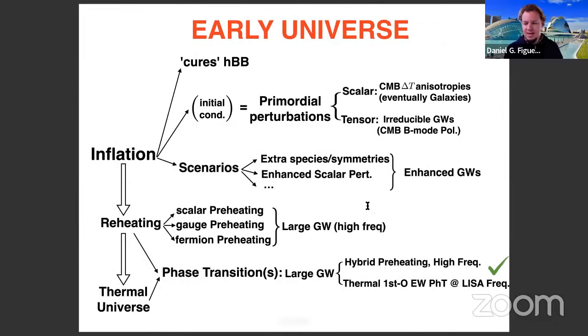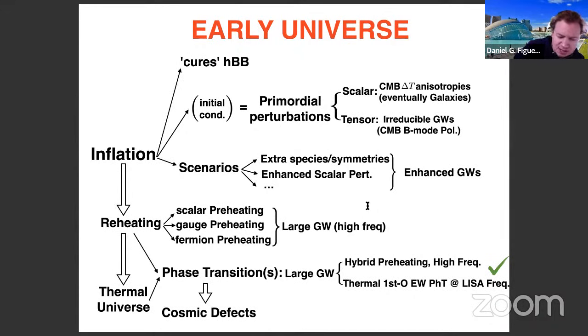Okay. And well, I think I finished here the phase transitions in the thermal era and the phase transitions in general, because we covered tachyonic effects in hybrid preheating, which is a phase transition, and first order phase transition in the thermal era through nucleation of bubbles, either through tunneling or thermal fluctuations.